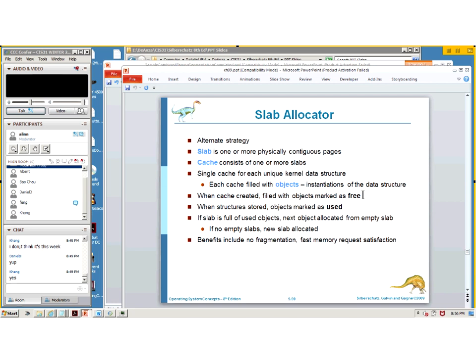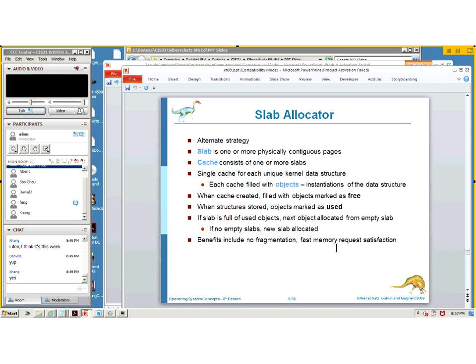When the cache is created, it's filled with objects marked as free. When the structures are stored, they're marked as used, so you know. If the slab is full of used objects, the next object is allocated from an empty slab. If no empty slabs, a new slab is allocated. Keeps using more memory. Benefits include no fragmentation and fast memory request satisfaction.